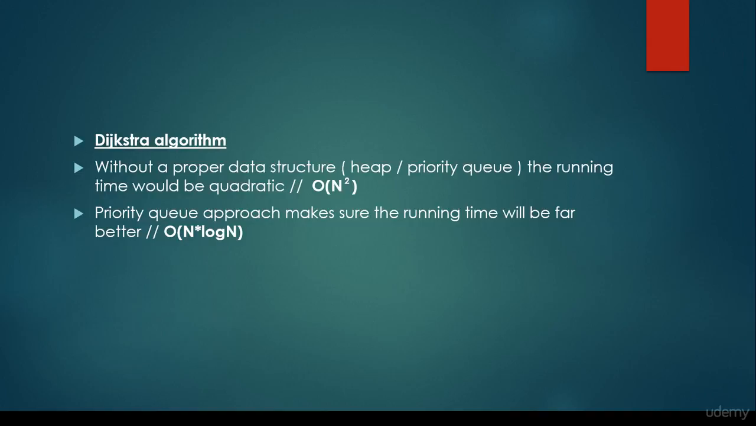The priority queue approach makes sure that the running time will be far better, O(n log n). And if we have a huge data set, so n is equal to a great number, then of course it's going to be very important to use an n log n algorithm instead of the n squared.